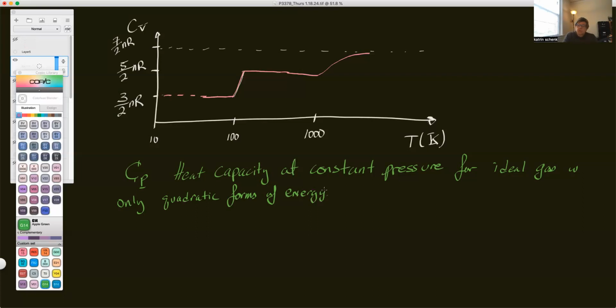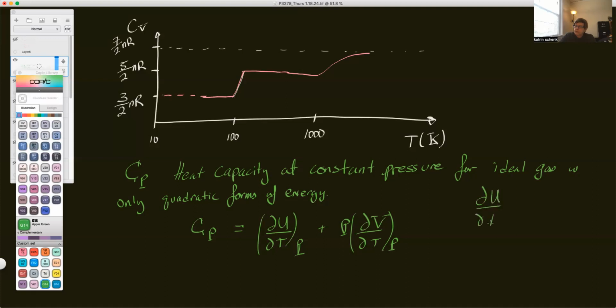Okay, so remember that CP, constant pressure, is partial U, partial T at constant pressure, plus P partial V, partial T at constant pressure. So how do we do that? First the U, that's very simple. We already know how to do the partial U, partial T. It doesn't even matter that it's at constant pressure here.